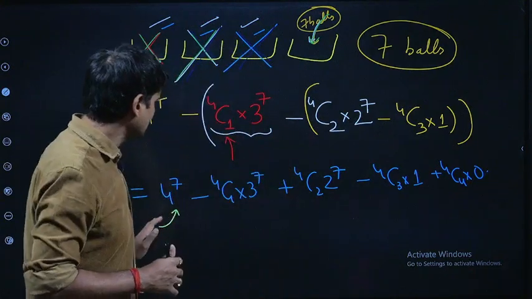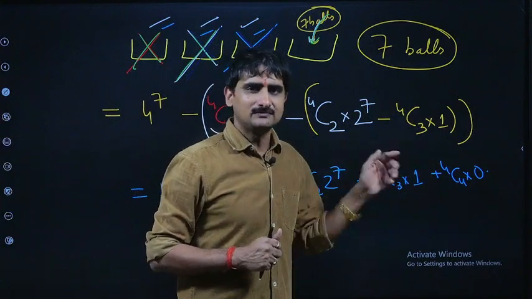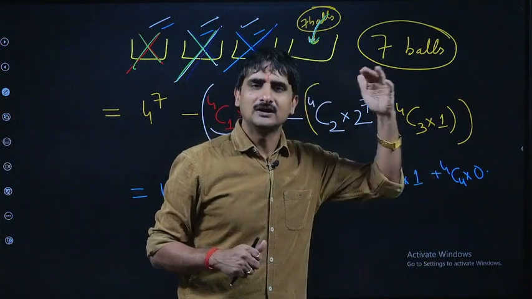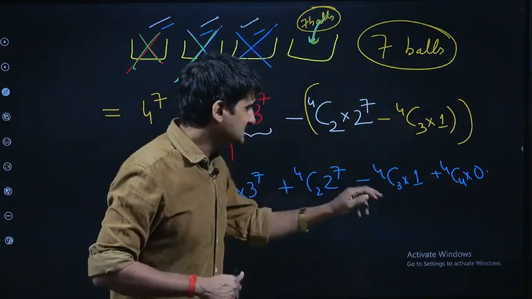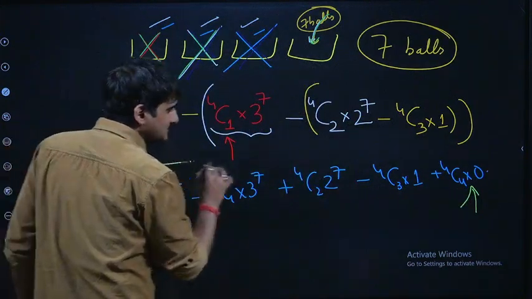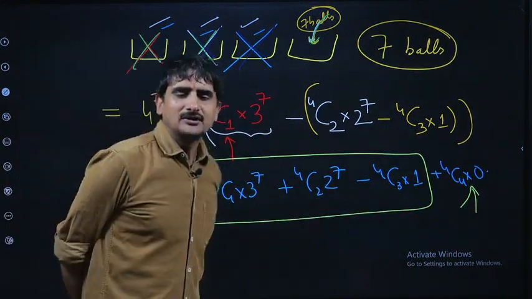So write all possible cases: minus when at least 1 box is empty, plus 2 boxes are empty, minus 3 boxes are empty, plus 4 boxes are empty, and you can continue and proceed till you reach your last term, which ends at 0. So that's the series here. That's the answer, you can match it.